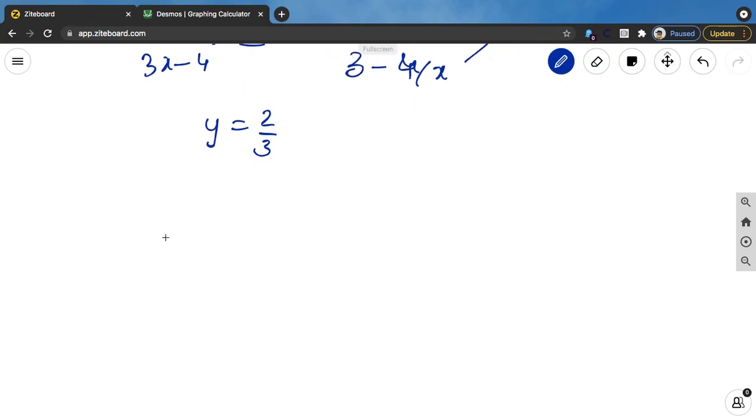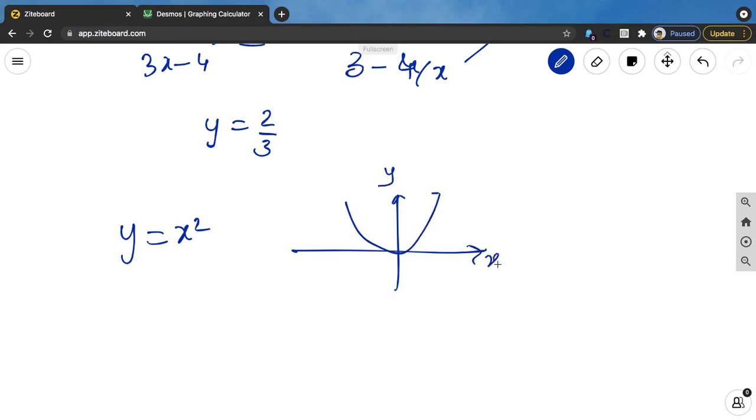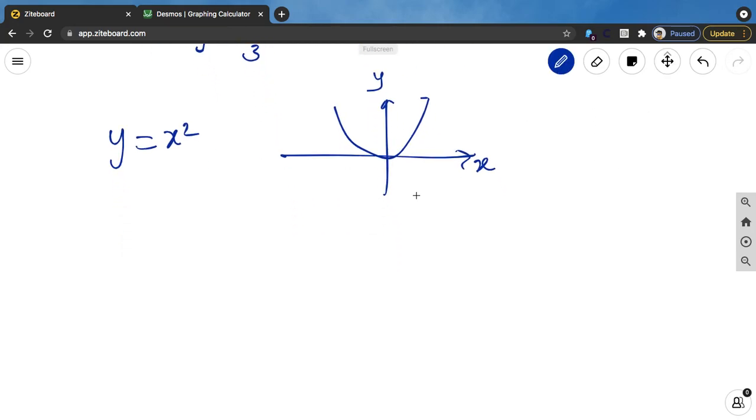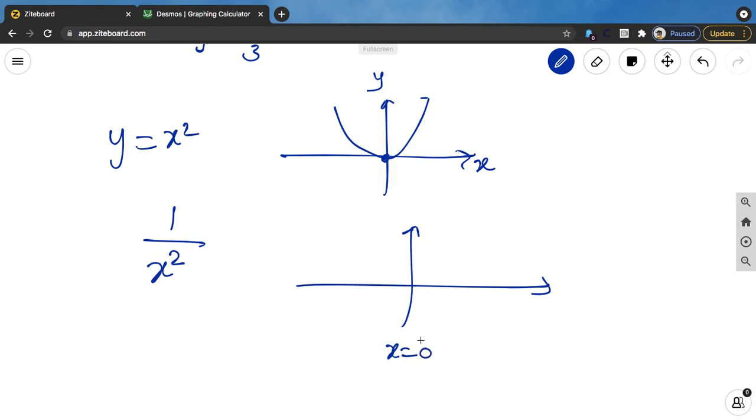Reciprocal of a quadratic. So y is equal to x square. You know how the graph looks like. This is y is equal to x square. I have to know how the reciprocal of this looks like. Well, reciprocal means wherever there is an x-intercept, that will become the vertical asymptote because the denominator cannot become 0.